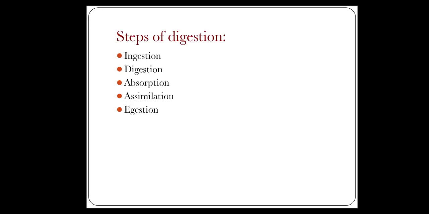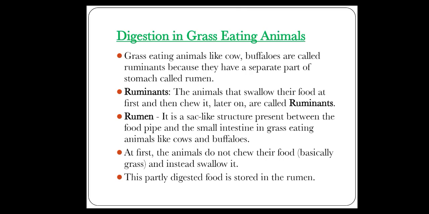So today's topic is digestion in grass eating animals. We all know what the grass eating animals are. Cow, buffalo, goat, deer. These are some of the grass eating animals. You must have seen these animals. They are found chewing all the time even when they are not eating their food. So this question must have come to your mind, why do they chew all the time even when they are not eating their food. So today when we learn digestion in grass eating animals, you will get the answer to this question.